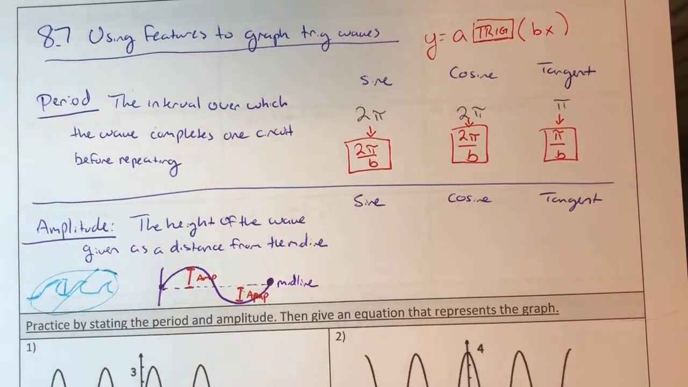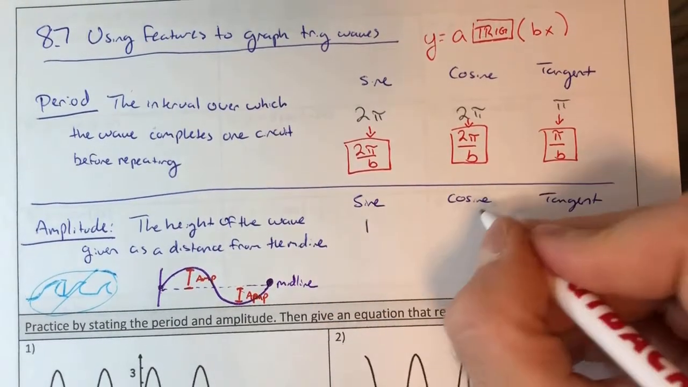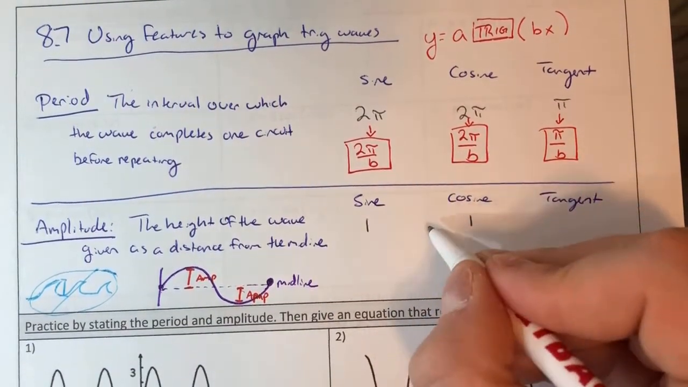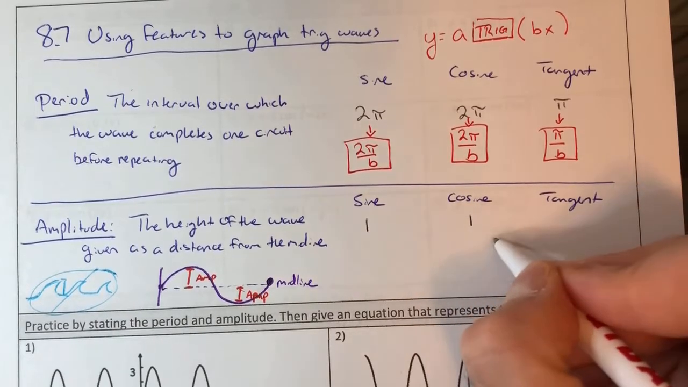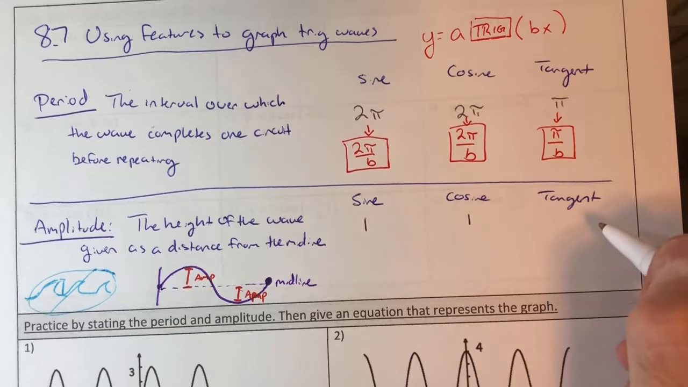And now the amplitude, these are very easy. Amplitude normally would be a 1. It goes up to 1 and down to -1. Tangent we know goes up to infinity and down to infinity.